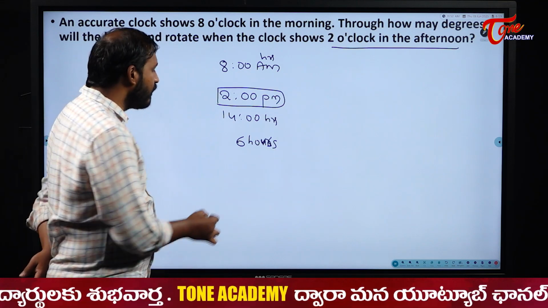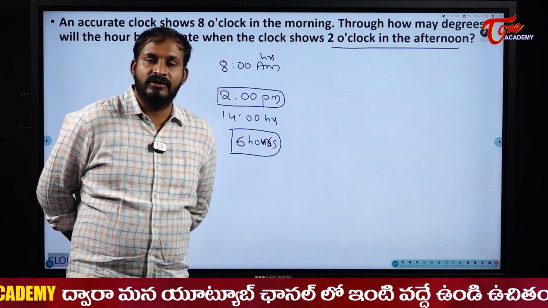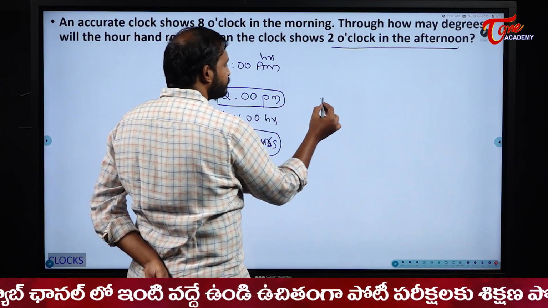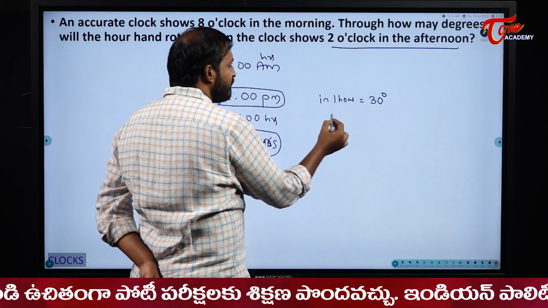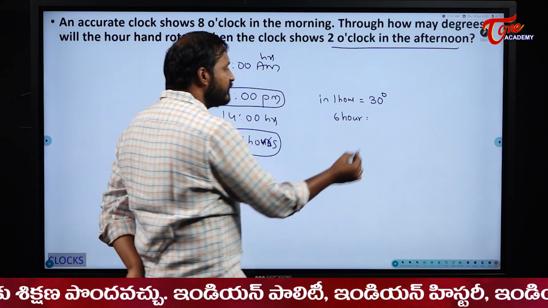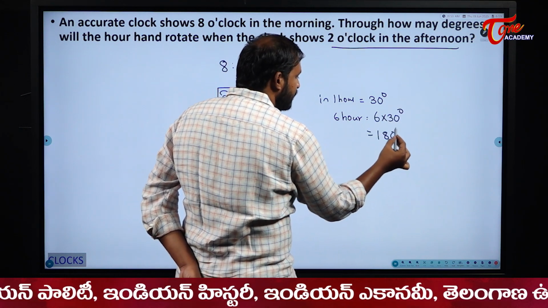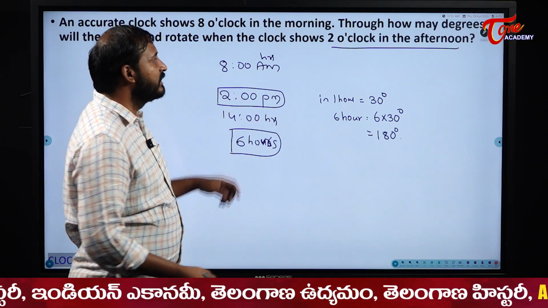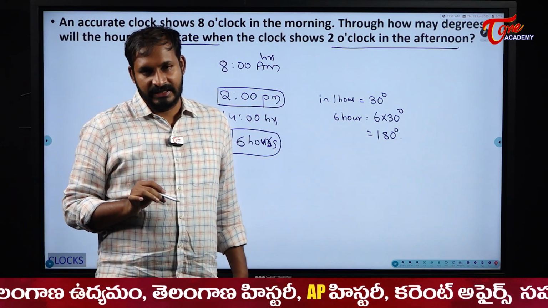6 hours. So we already know in 1 hour my hour hand will travel what distance, students? In 1 hour it is going to travel 30 degrees. So in 6 hours it will travel 6 into 30 degrees, which is equal to 180 degrees. That means through how many degrees will the hour hand rotate? It is going to rotate 180 degrees.